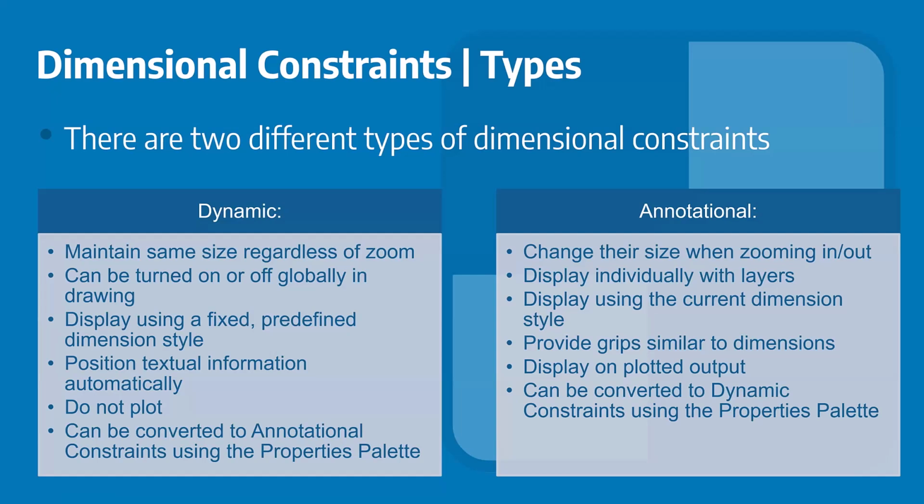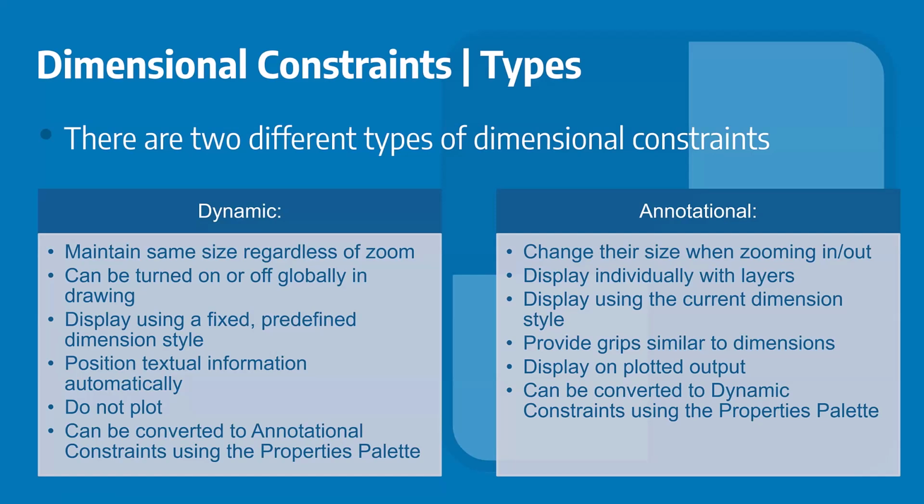You'll also see grips on the dimensions, so you'll be able to move the text around. You'll be able to reposition the line work related to the dimensions. These annotational constraints will also plot on your drawing.